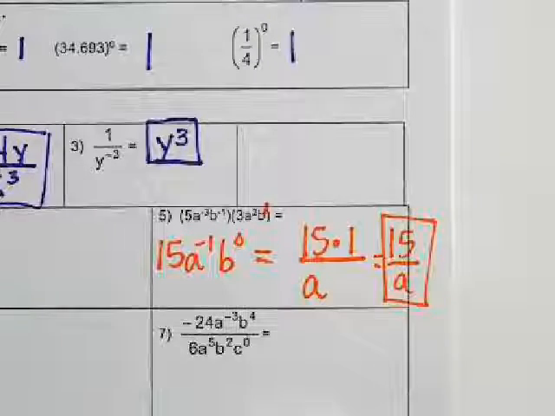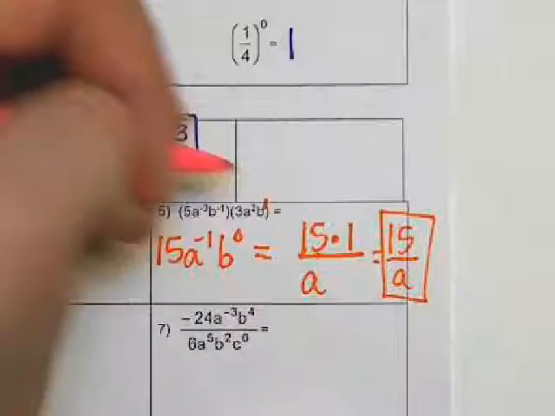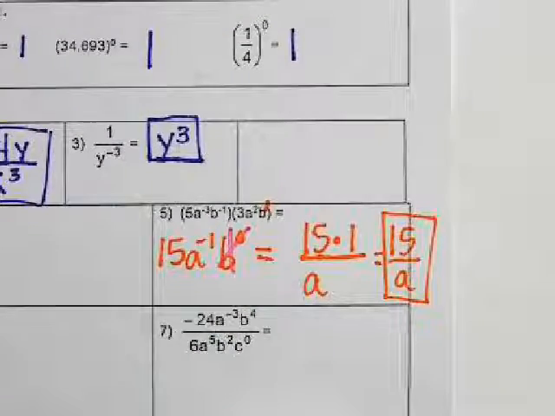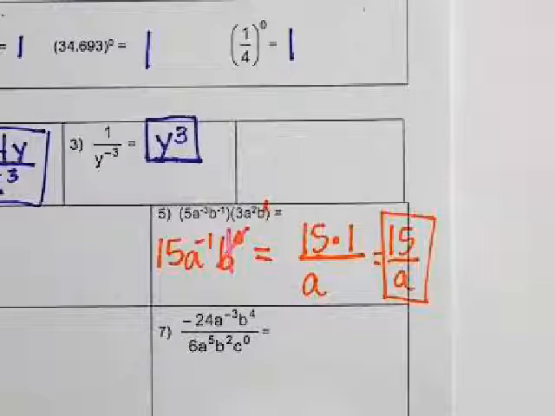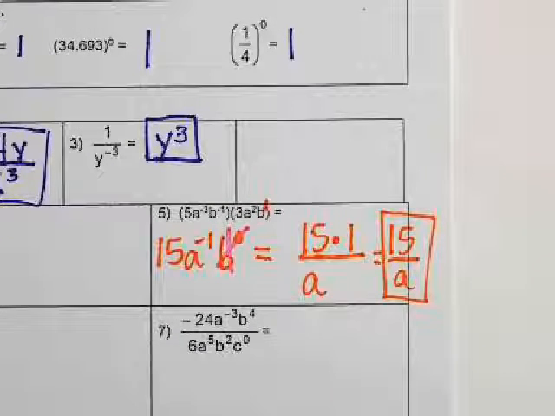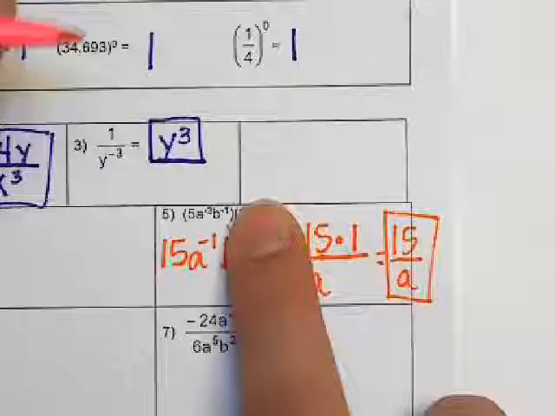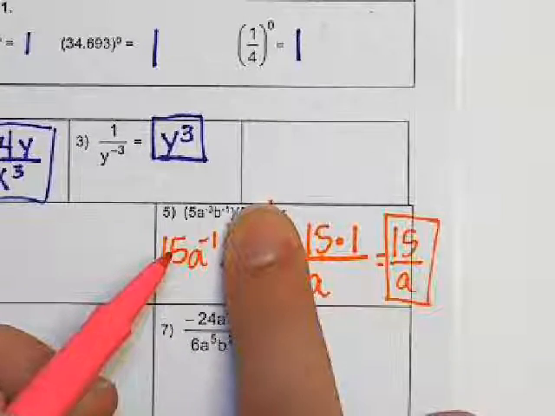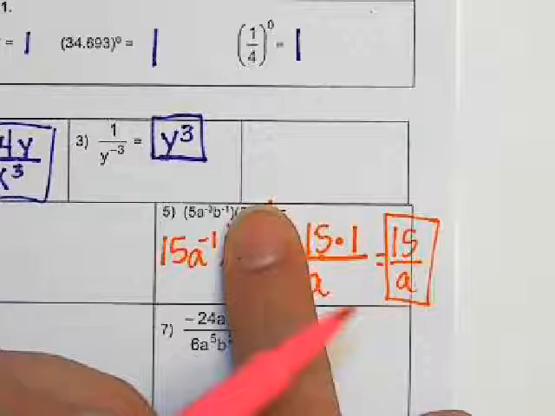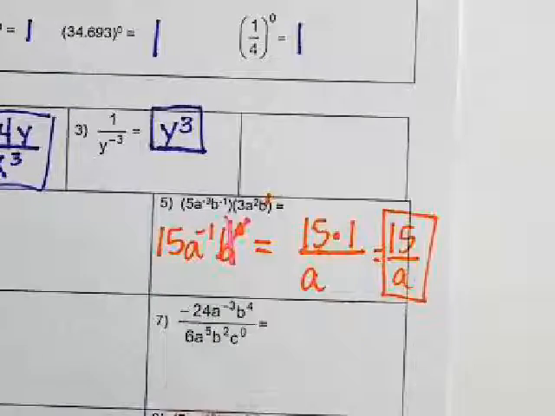So what I tell you to do, anytime you have something to the 0th power, the first thing you're going to do is cross it out, and we're not even going to worry about it. Because in the end, you're just multiplying everything by 1, which gives the same thing. If I got to this point, I would cross out the b to the 0 and only worry about this. Then 15 goes on top, a to the negative 1 goes on bottom, and I get my answer without having to worry about that b to the 0. We'll do some more like that.